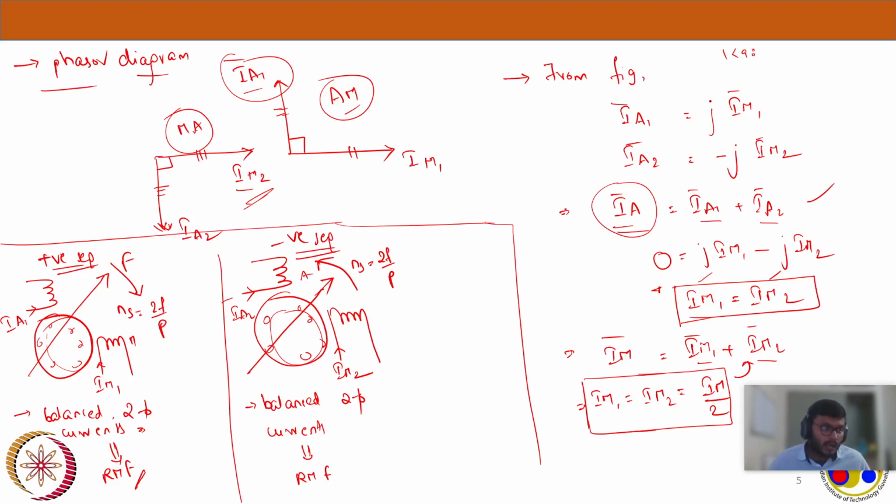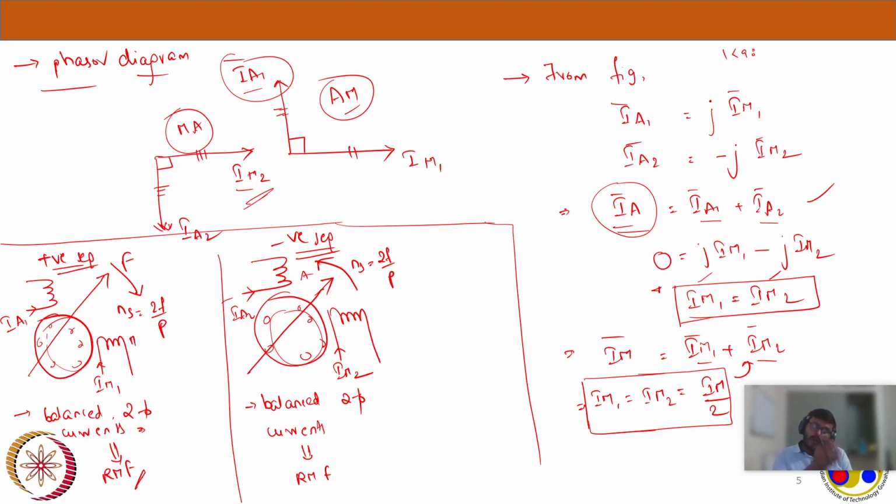Now, let's say we are trying to rotate our rotor with some external force in the clockwise direction, because till now we said that there is no starting torque for my single phase induction motor. Let's say I'm trying to rotate my rotor with some kind of external force in the clockwise direction, and the rotor speed will now be Nr, right?